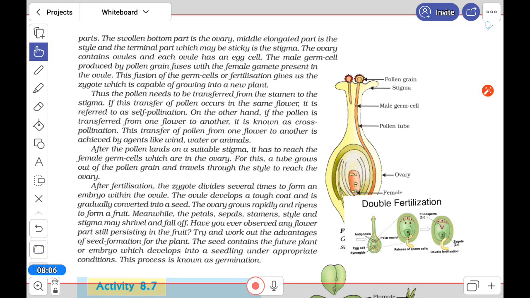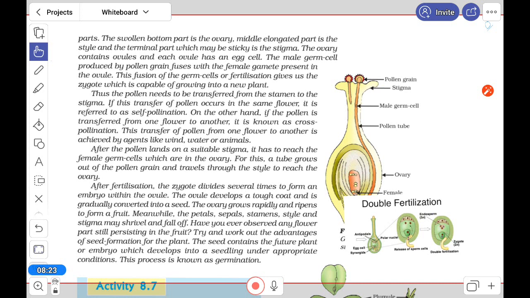Now it is very clear that the male part will produce the male gamete or pollen, and the female part will produce the egg. After that, the pollen and the egg will unite to form the zygote.